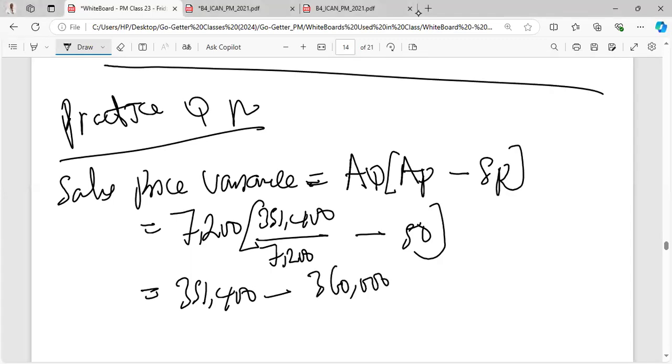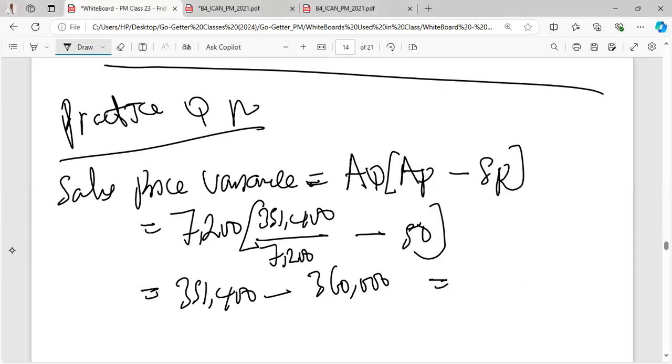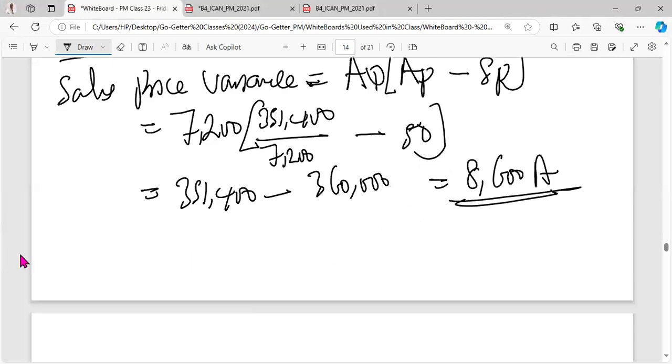360. So it's better than to divide this to get a price. Of course, you see that when we divide, you are getting 48 point something something. I don't want that point to make our answer far different. So this is going to be an adverse variance. This is going to be 351,400. So it gives us 8,600 adverse. So your sales price variance is an adverse.